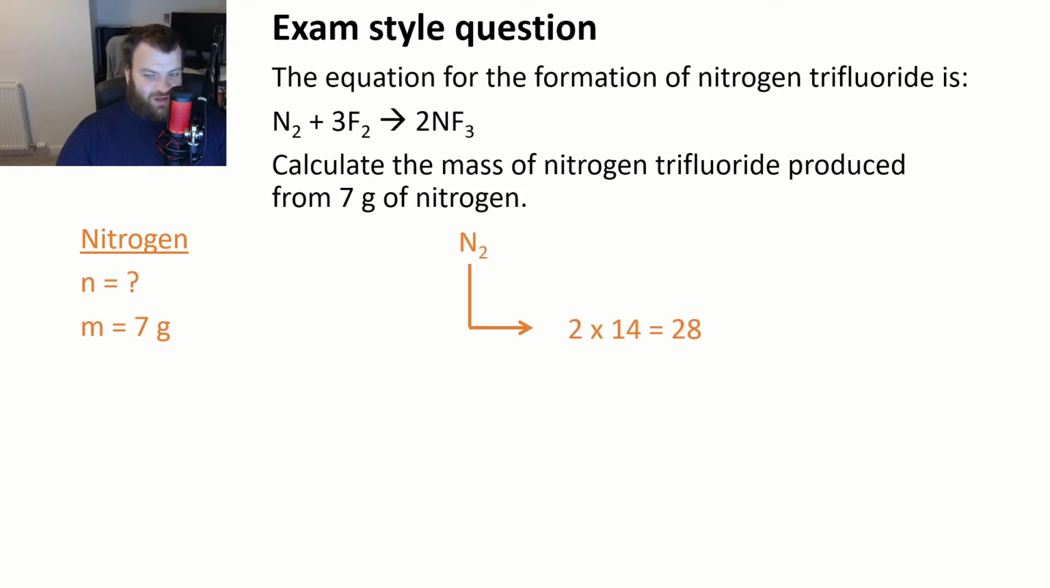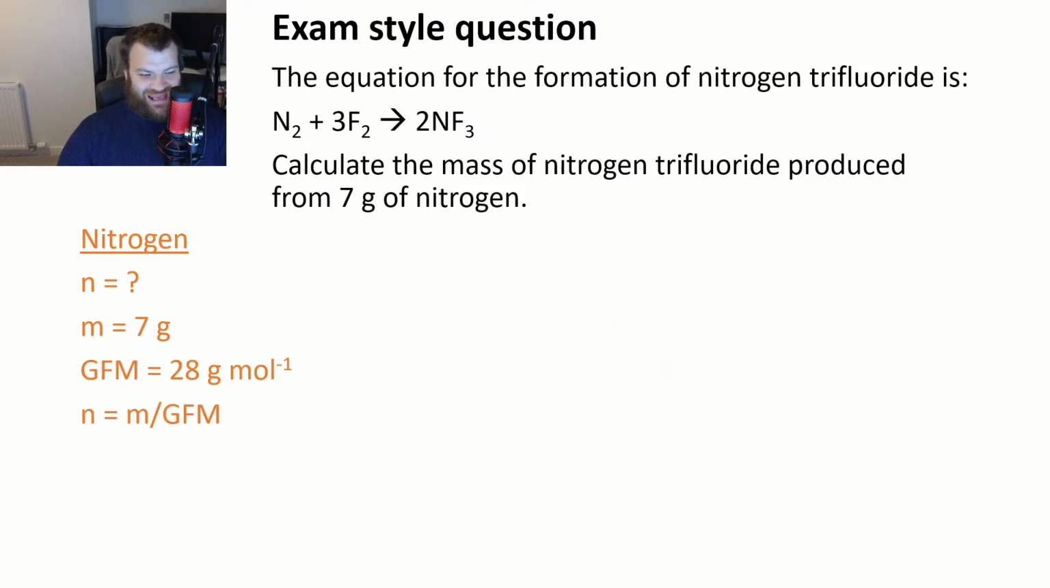We can then work out our GFM, which is 2 times 14 for the 2 nitrogen atoms, giving us 28 grams per mole. We can then use N equals M divided by GFM, which would be 7 divided by 28, giving us an answer of 0.25 moles.